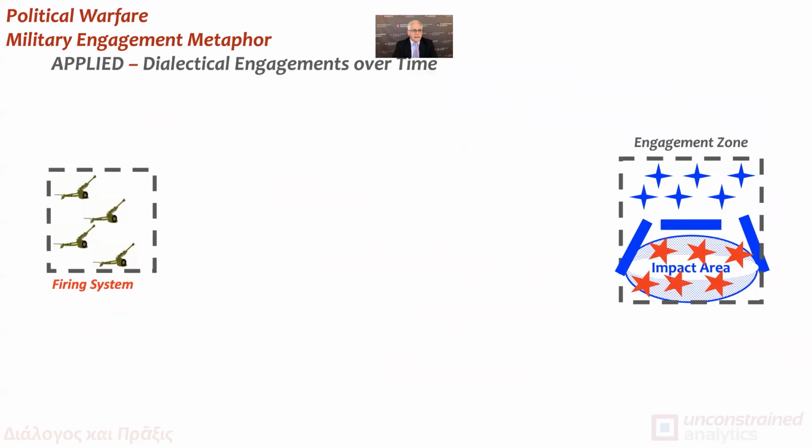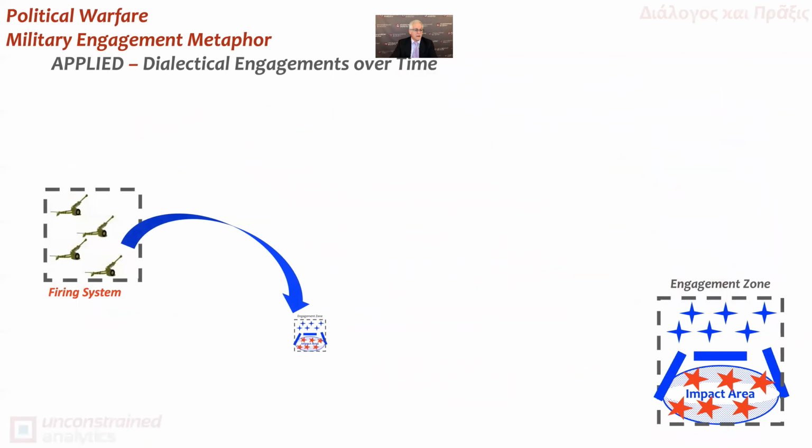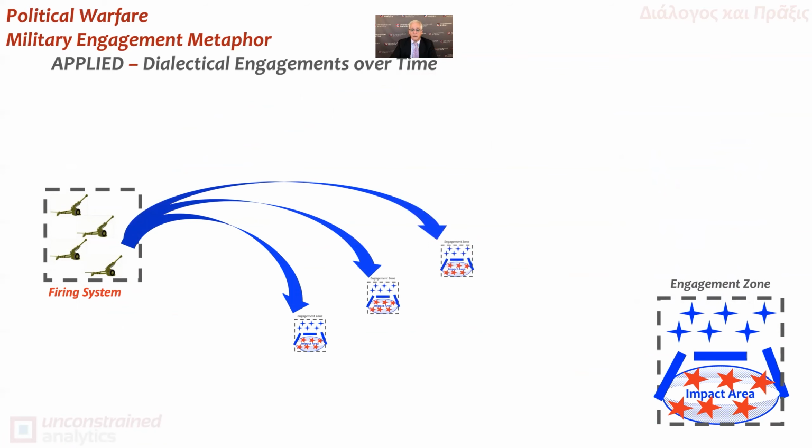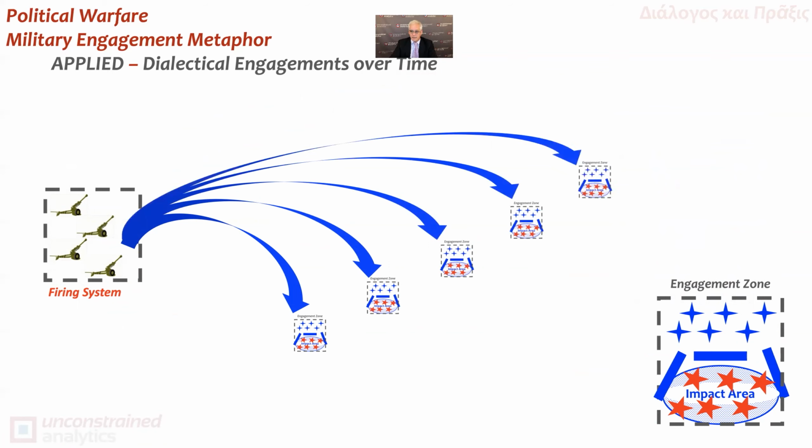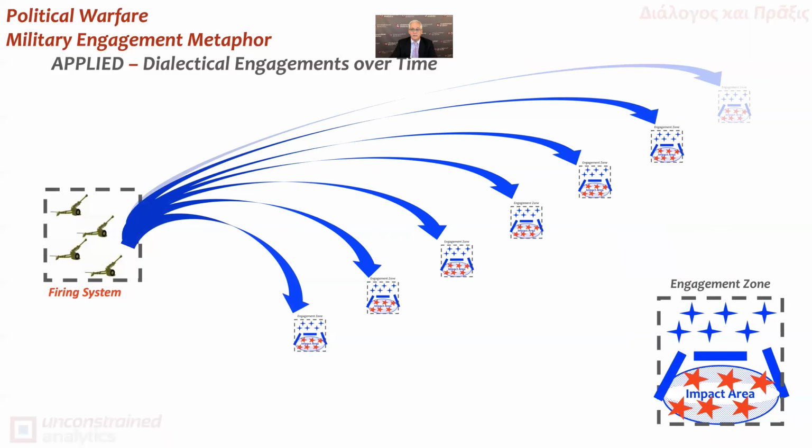So let's take a look at this. Let's apply this dialectical engagement metaphor over time, and you're going to see this start to link into something. As you are bracketed by that close engagement zone in the close battle, those long range fires engage, pick another target, and engage again and again and again. See how that works?